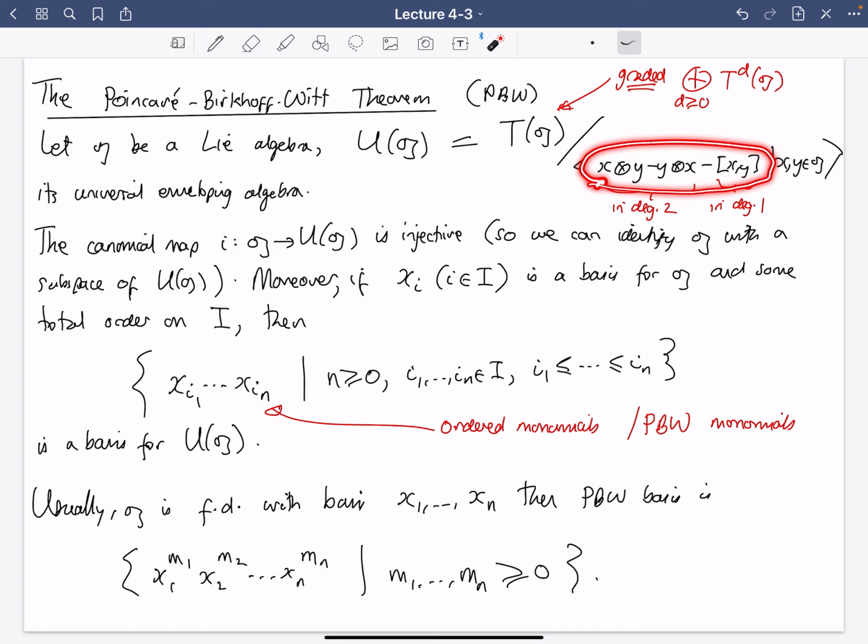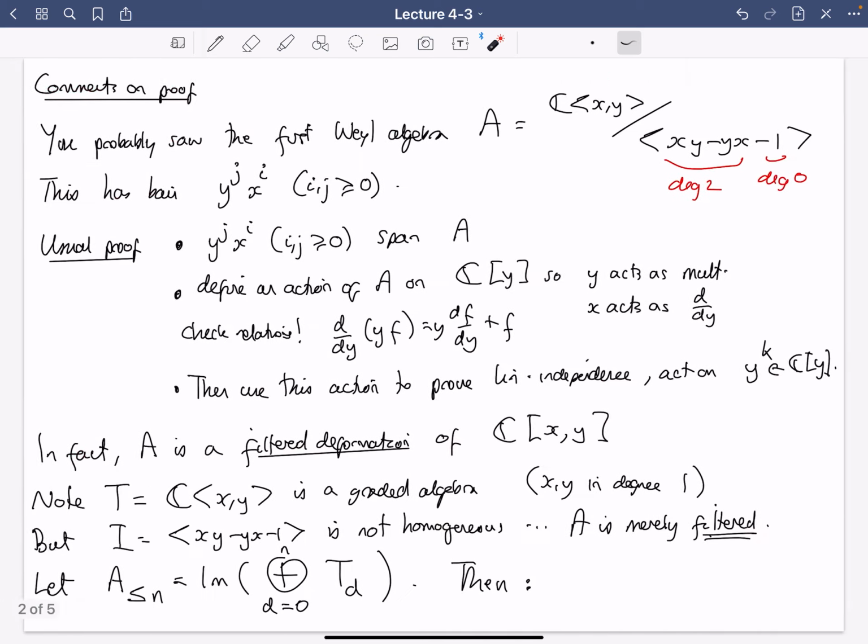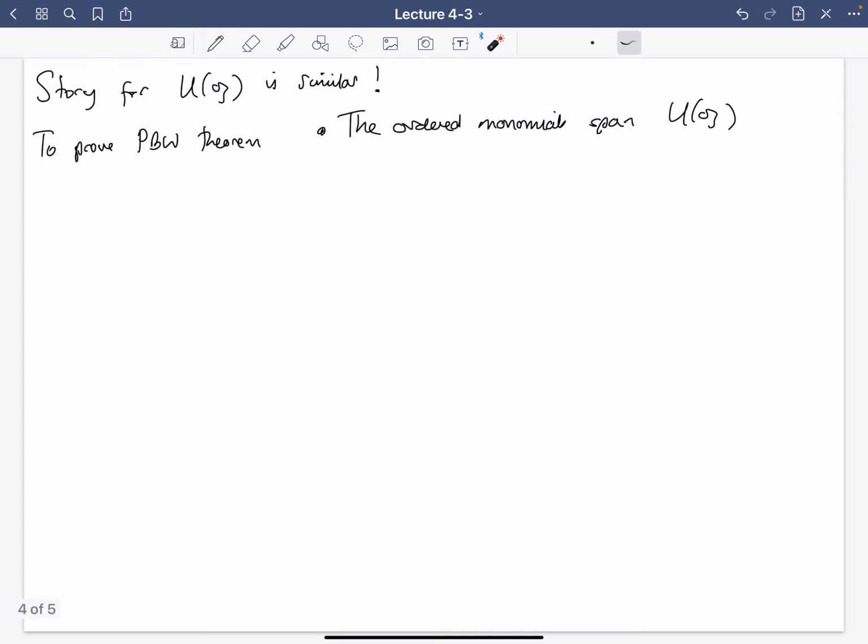So it's saying you can take any monomial, and they certainly span because they span the tensor algebra. You can take any monomial and reorder it modulo lower terms. So by induction on degree, you get this spanning part. Then you have to come up with some representation. For the first Weyl algebra, this was the module, just the polynomial algebra in Y, which we used. Now what you do is you make the symmetric algebra on the vector space G. You make this into a left U of G module.